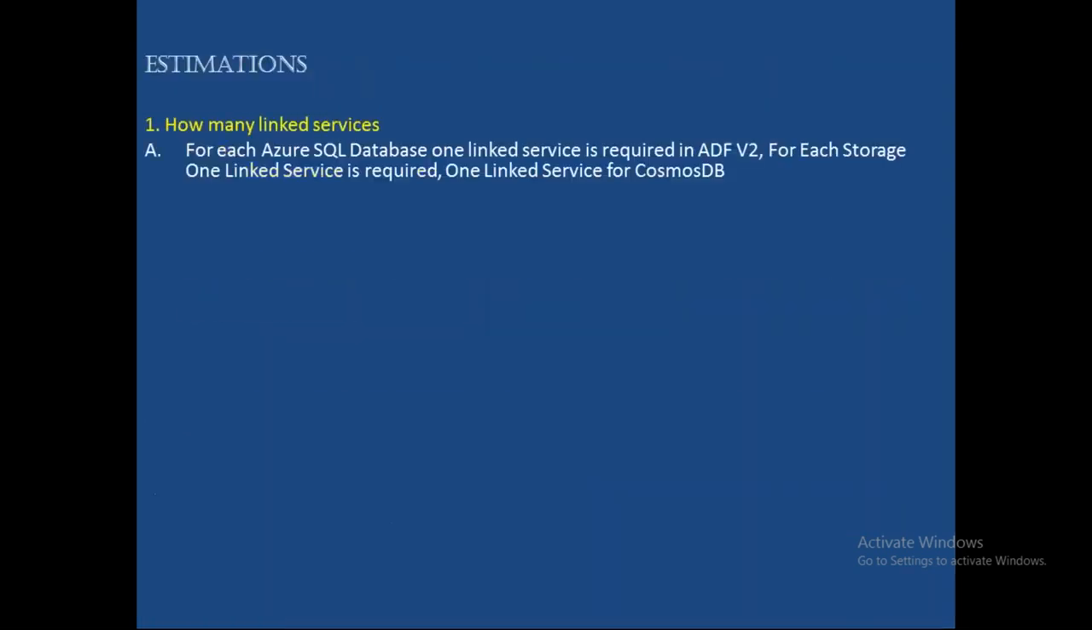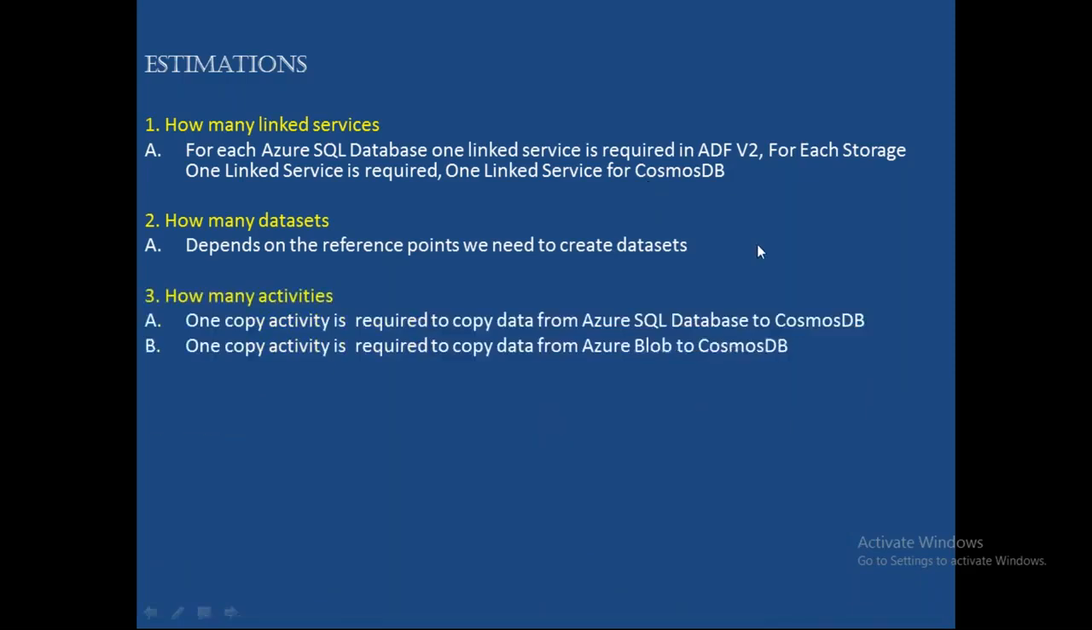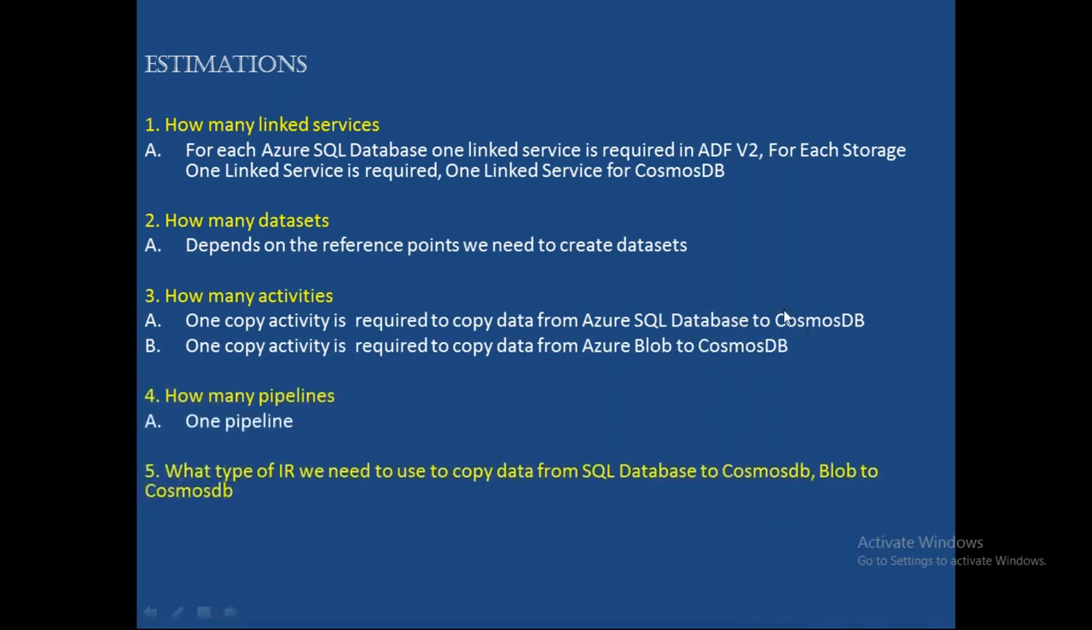Next, estimations. We know how many linked services we need. One linked service for Azure SQL database, one linked service for your storage account, one linked service for Cosmos DB. Total 3 linked services. Data sets we need to create: if you are going to use only copy activity, we need 2 data sets, source data set and the sink data set. How many activities? Only copy activity for SQL database to Cosmos DB, for blob to Cosmos DB, 1 copy activity. Even for reverse also, one copy activity only. One pipeline I will create.